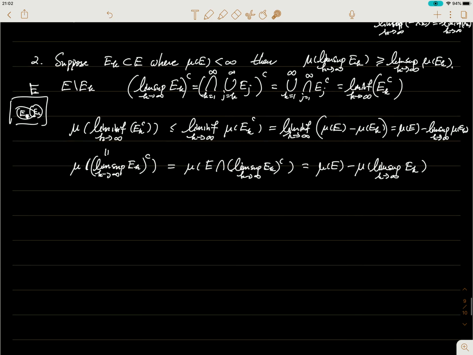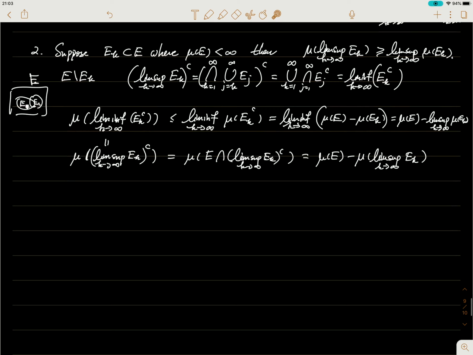So you can apply this to the upper limit, but you just need to make sure that these EKs have finite measure in some set E. Okay, so otherwise it may not work. And the reason is that in the proof we may not be able to cancel this. Okay, so next theorem.